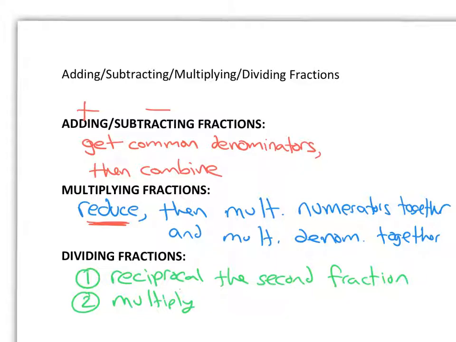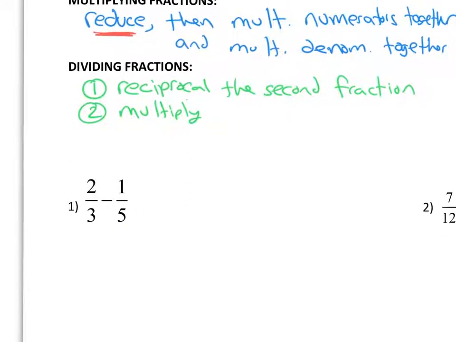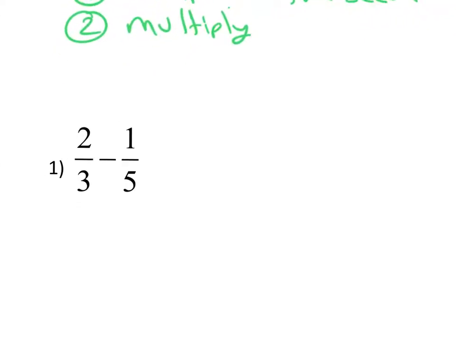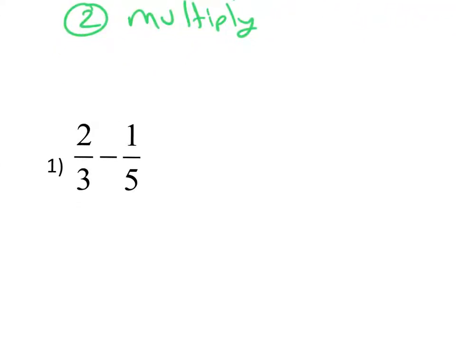All right, so let's do some examples, okay? So if you need to, pause the video and you can copy down the first example into your note page, right? And then unpause it and we'll do this first problem together, okay? So in the first problem, it says 2/3 minus 1/5. The denominators are not the same, so we're going to get common denominators.